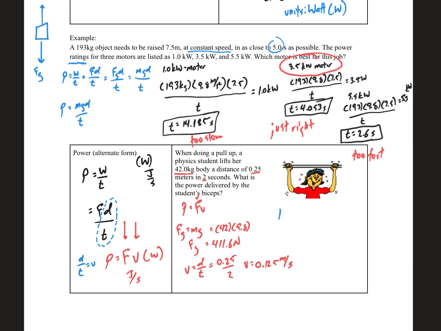So plugging that into my alternate form, power equals force times velocity. The force is 411.6. The velocity was 0.125 meters per second. So I get a power of about 51.45 watts, or joules per second. So when we tackle our lab next week, we'll have a better understanding of how that works.